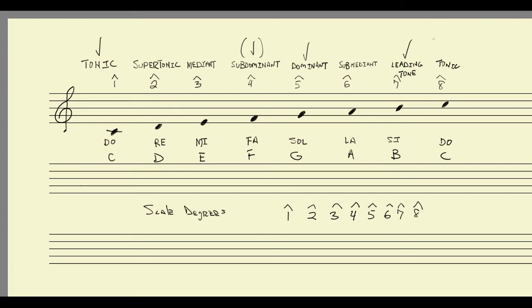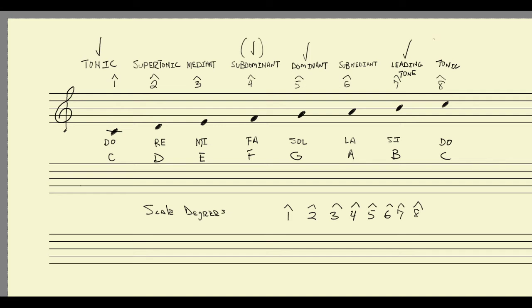Notice, if I leave off right there on scale degree 7, something sounds unfinished. Something sounds like it's not quite right. And I can't set it right until I get all the way up to scale degree 8. 1, 2, 3, 4, 5, 6, 7. I need to go all the way up to 8. And then once I get to 8, then I feel like I can stop, or I've come to a place of rest. A similar thing happens on the way back down.